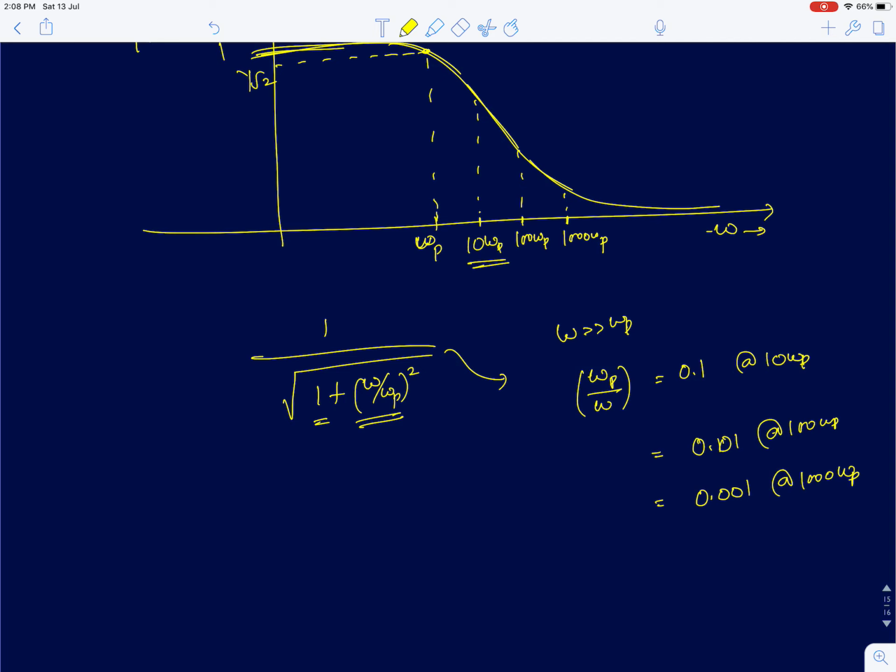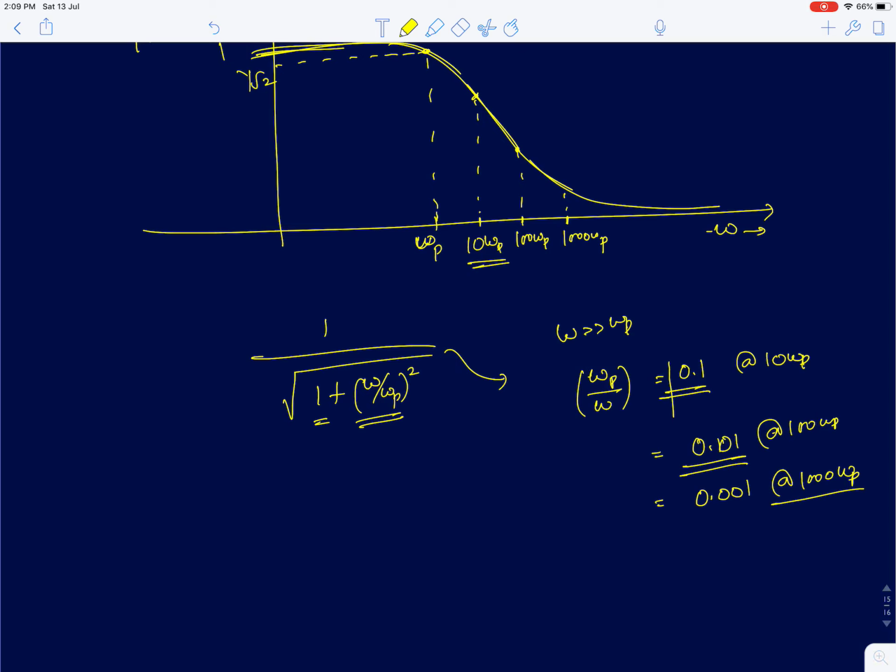Now in engineering, when we are dealing with signals, what is important to us is how much a signal gets amplified or multiplied by, or how much a signal gets attenuated by. That's a very important quantity to understand. For example, at 10 omega p, the signal is getting attenuated by 1 by 10. At 100 omega p, the signal is getting attenuated by 1 by 100 times. And at 1000 omega p, it's getting attenuated by 1 by 1000 times.